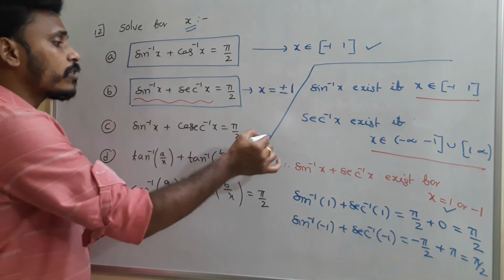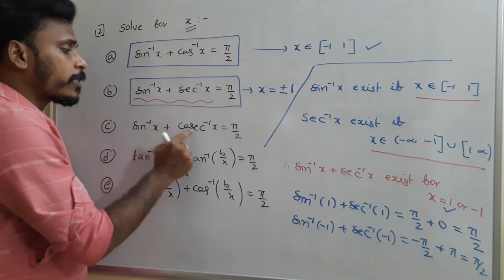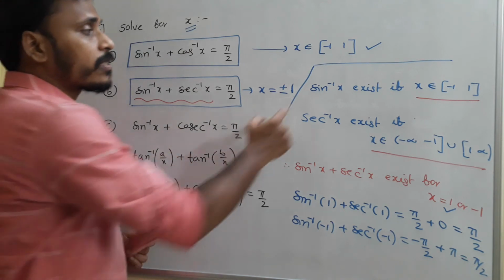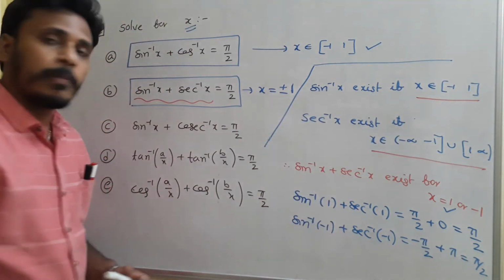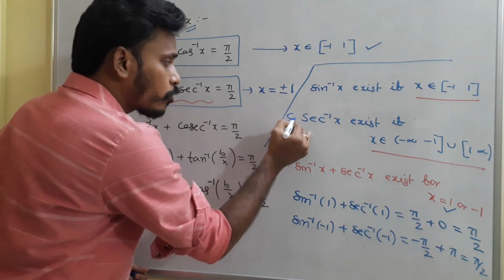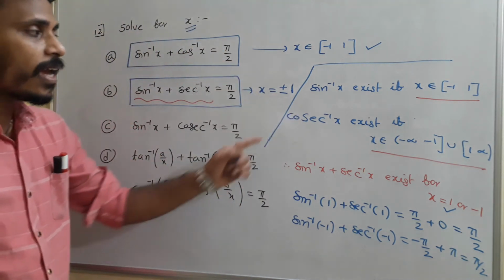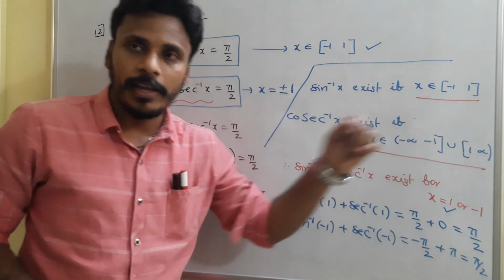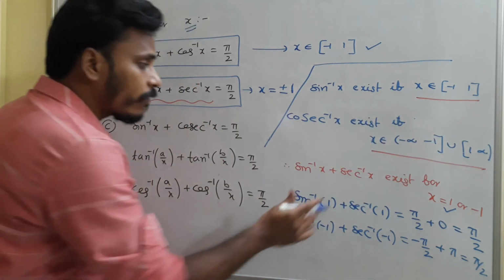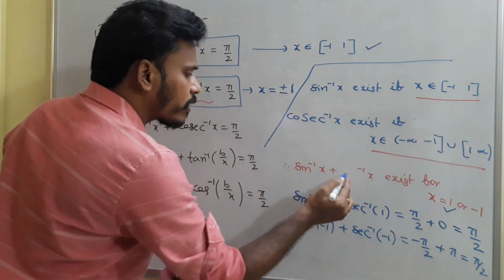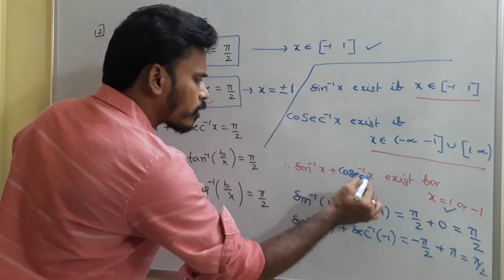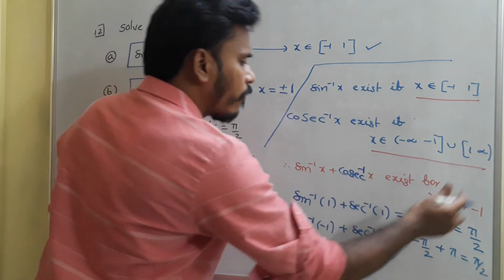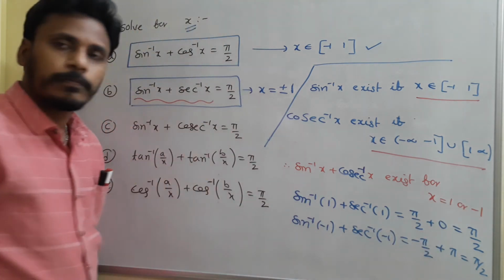In the same way, you just think about the next one. Sin inverse x plus cosecant inverse x. Sin inverse x exists for the same x. And what to say about cosecant inverse x? Cosecant inverse x exists for this domain itself. Whereas sin inverse x plus cosecant inverse x exists for x is equal to 1 or minus 1.